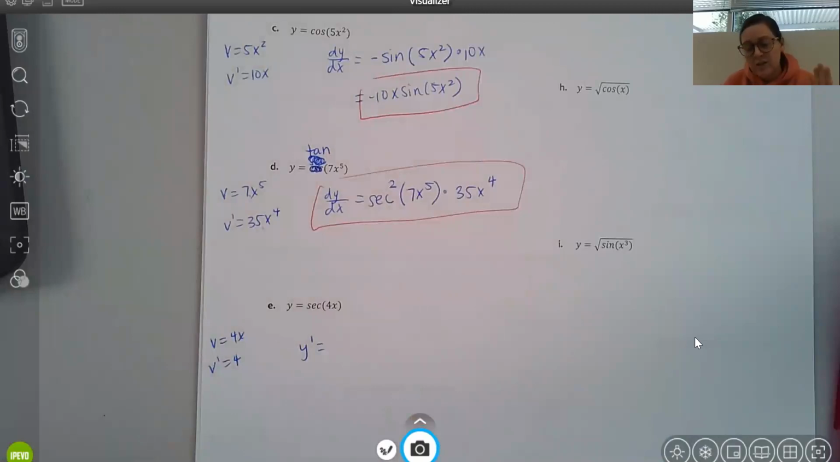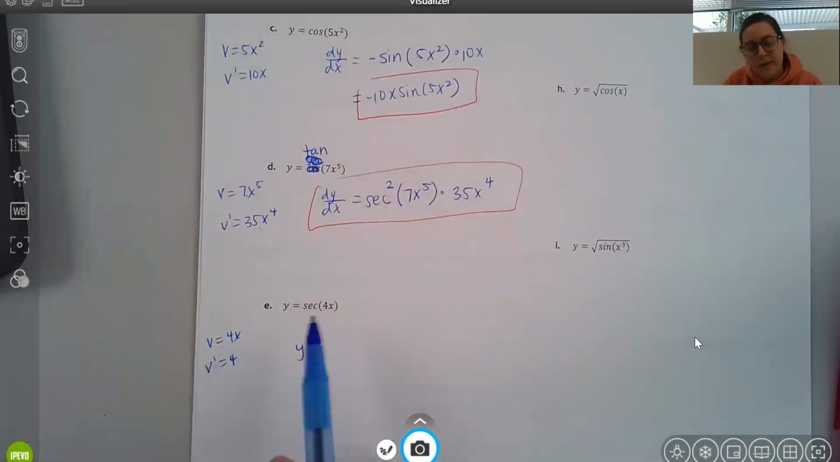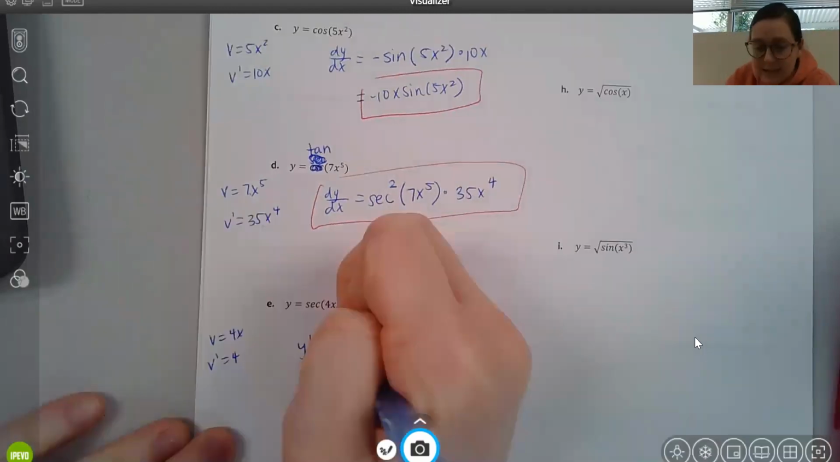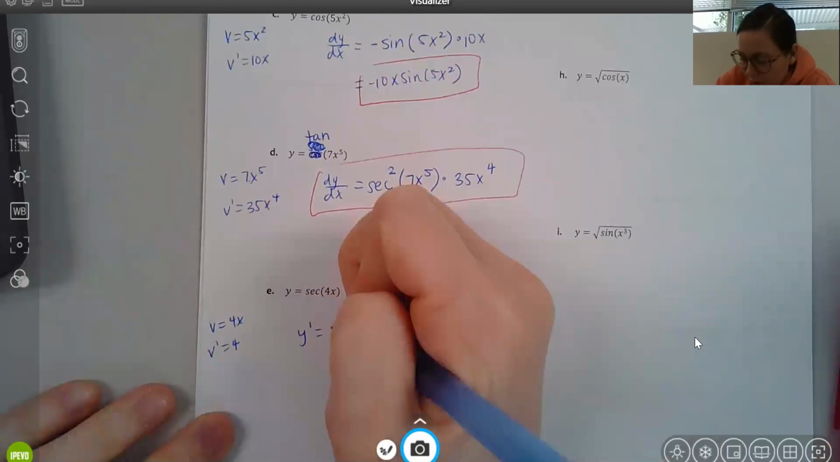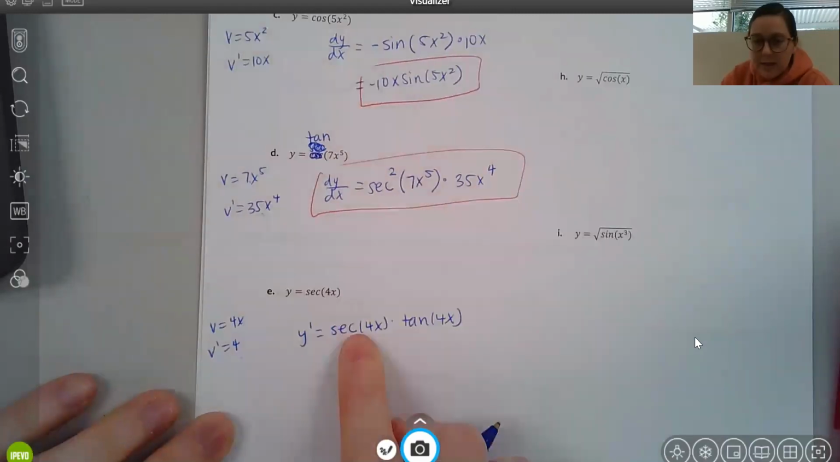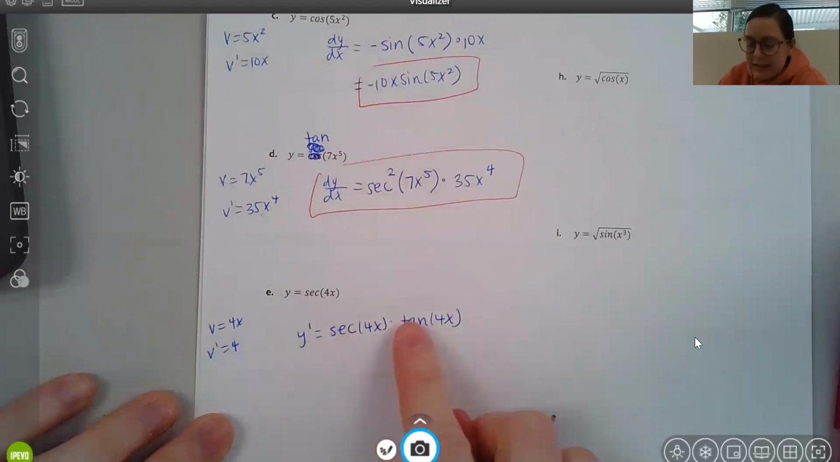Here, my inside is just 4x, so derivative of the inside is just 4. What's tricky about this one is maybe the derivative of the outside. So we know the derivative of secant is secant tangent. I always call it secant tangent, but it's technically secant of x times tangent of x, which means that if I'm leaving the inside alone, then it's secant of 4x times tangent of 4x, because that inside stays the same.